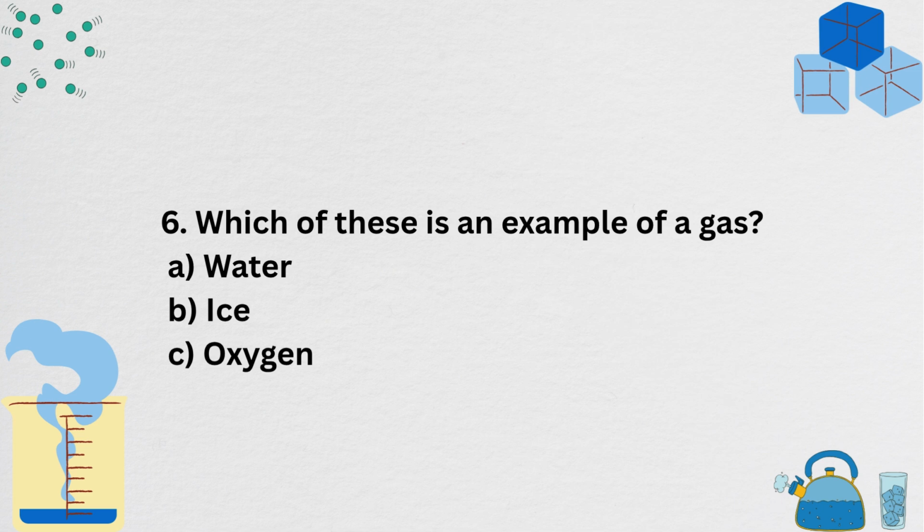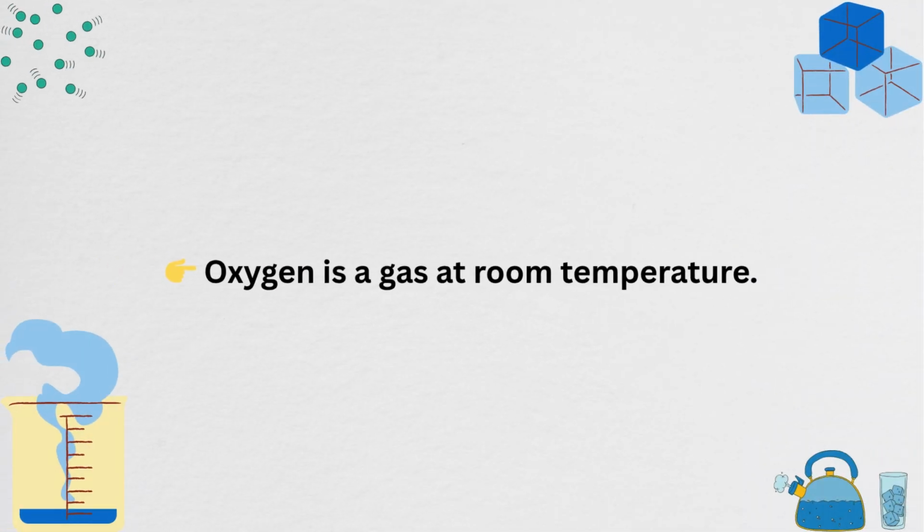Which of these is an example of gas? Water, ice, oxygen. Oxygen is a gas at room temperature.